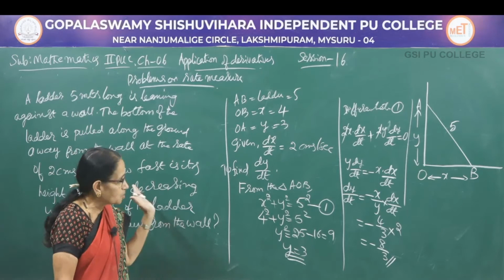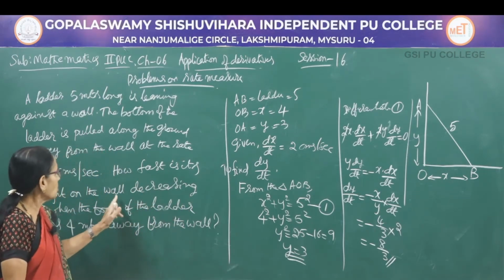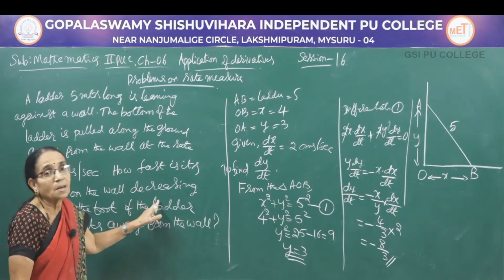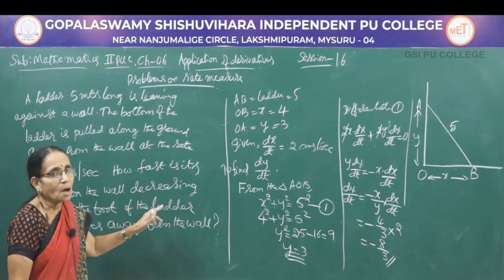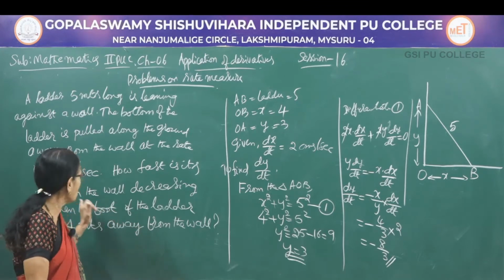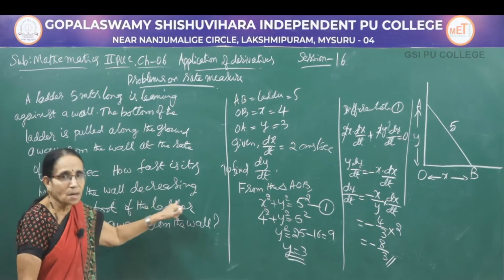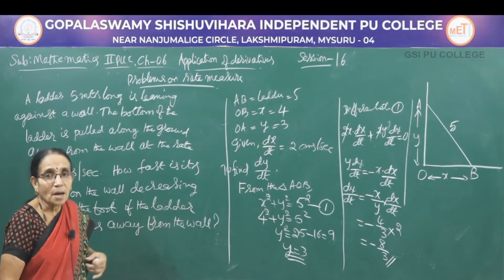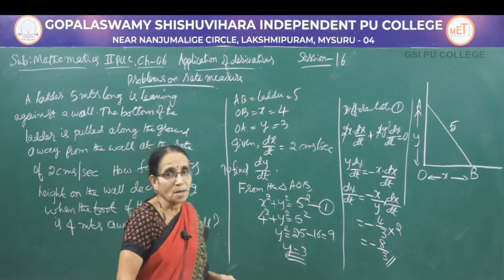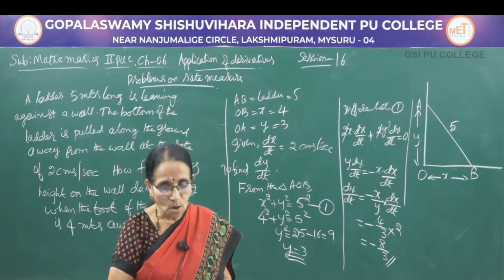Or you can write, how fast is its height on the wall, or according to the sentence of the problem also, you can write the height on the wall is decreasing. Use the word decreasing, or if you use the word upper end, it is coming down. Better you write like this: the height on the wall is decreasing at the rate of 8 by 3 centimeters per second. Okay. Don't use the sign there when you use the word decreasing or coming down. So that you have to remember.